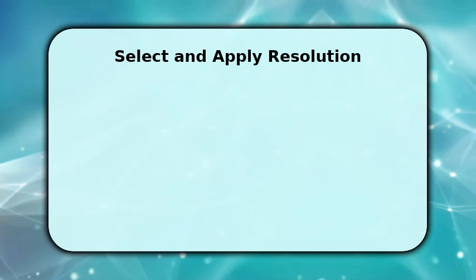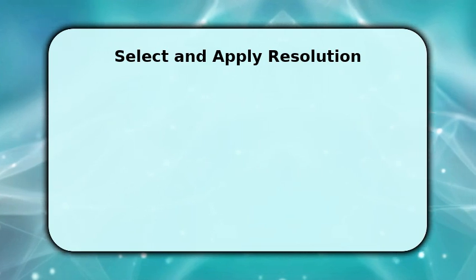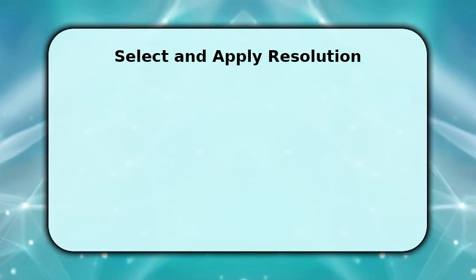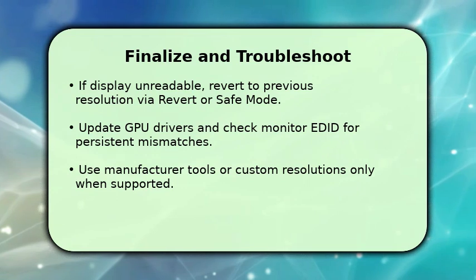Click Apply and watch the screen. Windows gives you about 15 seconds to confirm. This rollback prevents you from being stuck with an unusable setting. You finish by verifying apps and UI look correct, and then close settings.